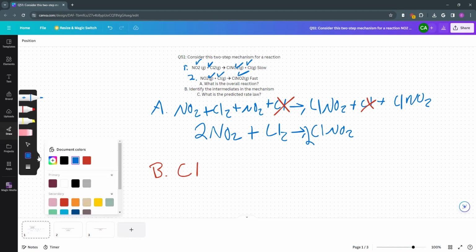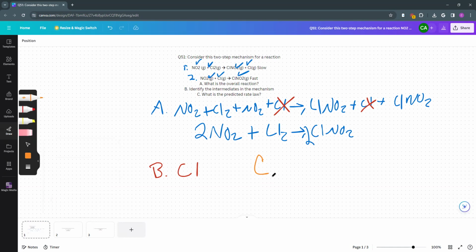Now we have to do C, which is what is our predicted rate law. And so we go to our slowest step and we say rate is equal to, well, this is our first reaction, so we'll do K1. And then we look at our reactants, NO2, Cl2. And we ask, do we have any intermediates here? We don't. So we're actually done. That is the answer to C.